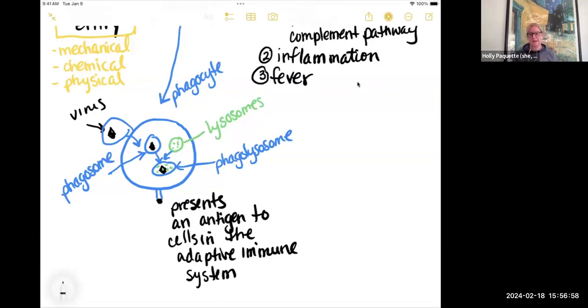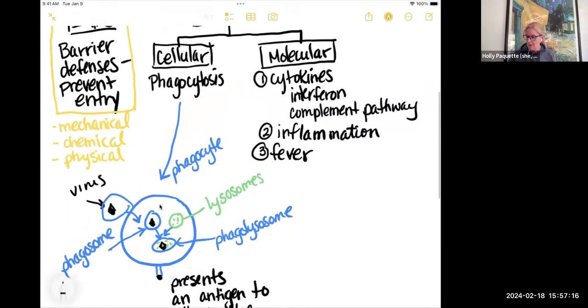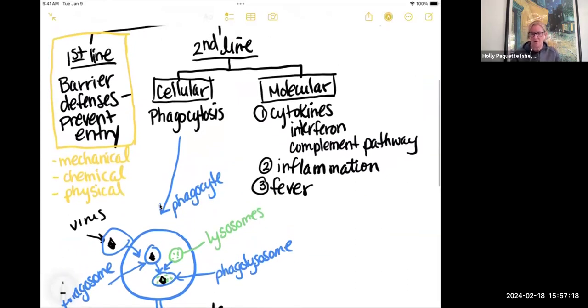So not only does it kill it, but it will then basically notify the adaptive immunity that, hey, this intruder came in and you guys should really be looking for this little black, whatever this antigen is, and go out and kill them when you see them. So that covers phagocytosis, which is our cellular part under our second line.